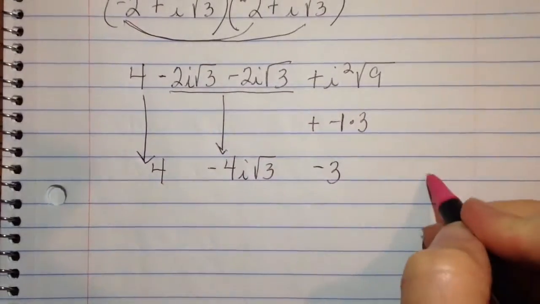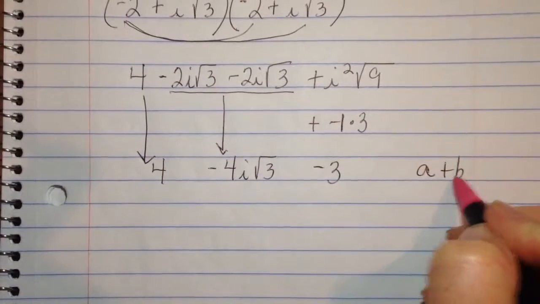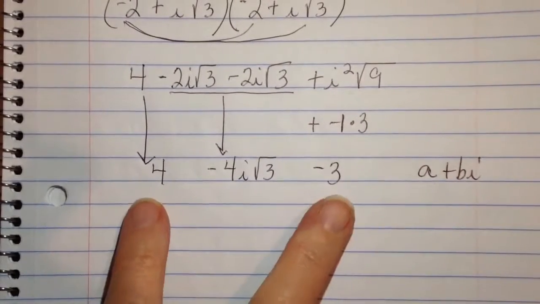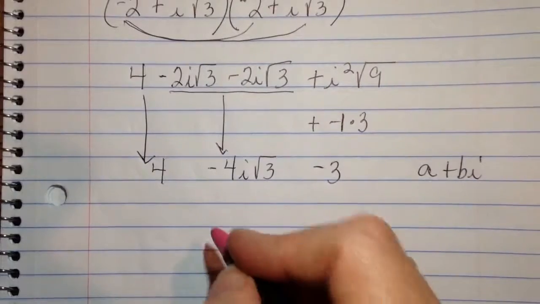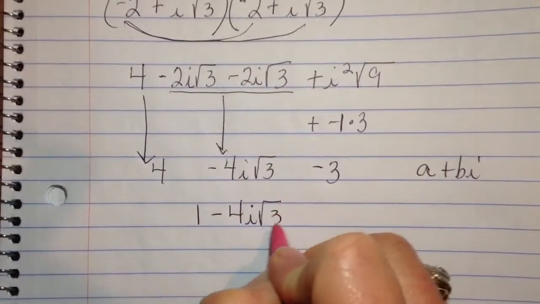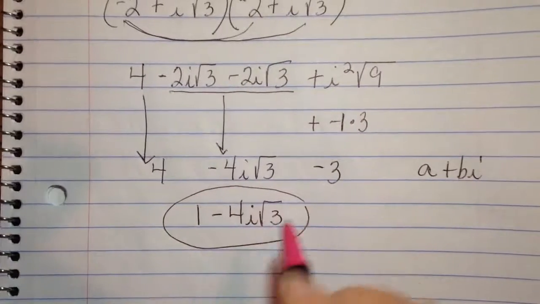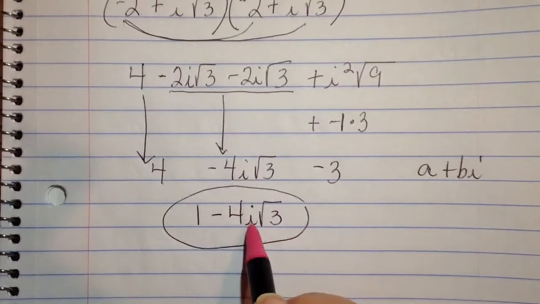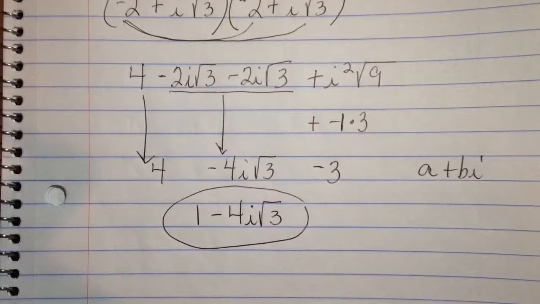So we're supposed to leave our answer in the form of a plus bi. Combining the two terms, 4 minus 3 gives me 1, minus 4i times the square root of 3. That would be my final answer, 1 minus 4i times the square root of 3.